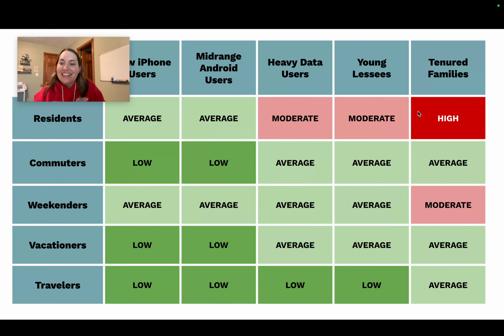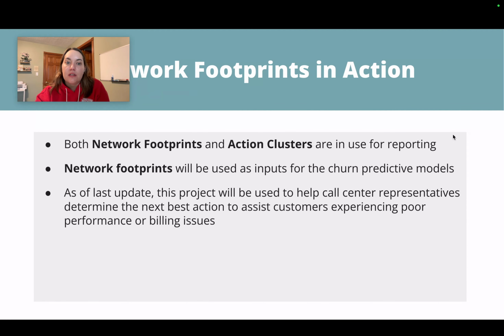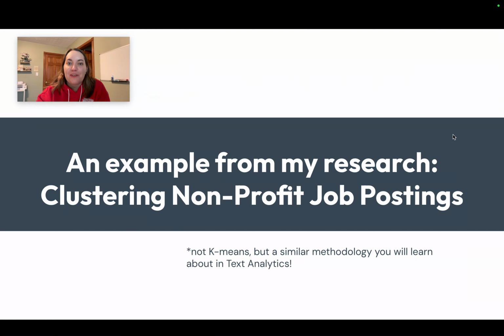So it was a really neat activity, I hate to call it activity, research experiment, and they were able to put this into their database so that if a tenured family in the resident category called, we were able to then say, yes, put them to the top of the queue, give them something to keep them there because they had the highest churn risk of everybody. And that's just what happened after.